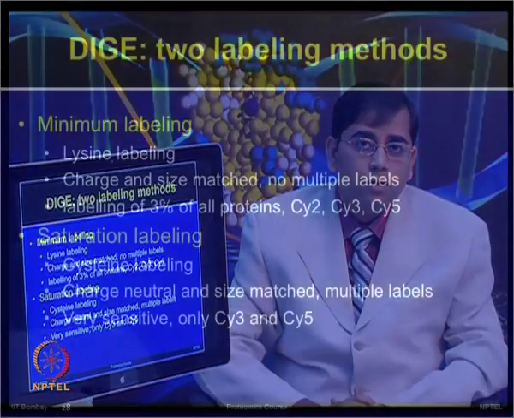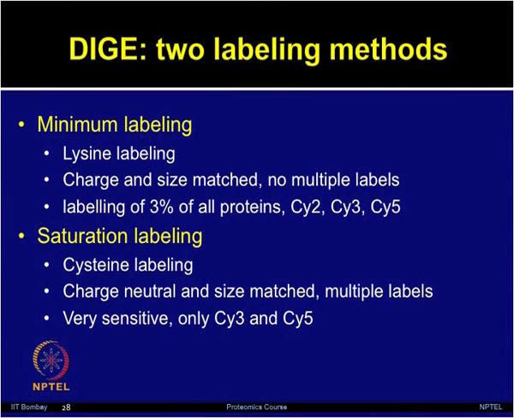Now, let us talk about different types of labeling methods. In DIGE, there are 2 different types of labeling methods which are possible. One is the most commonly used, lysine labeling, and the other is cysteine labeling. The lysine labeling method, also known as the minimal labeling method, is where the charge and size of dyes are matched and there are no multiple labels. It is known as minimal labeling because it is only labeling 3% of all the proteins. I will give you the reason why that is. We are aiming for a very small amount of the proteome to be labeled, and that will be covered in the next slide.